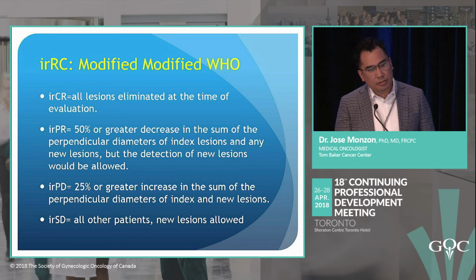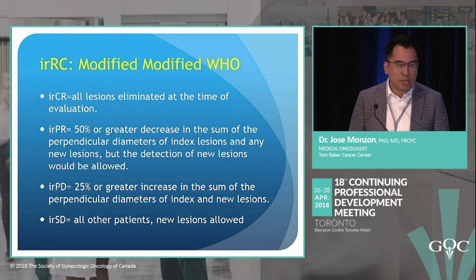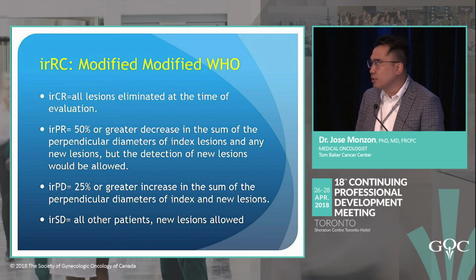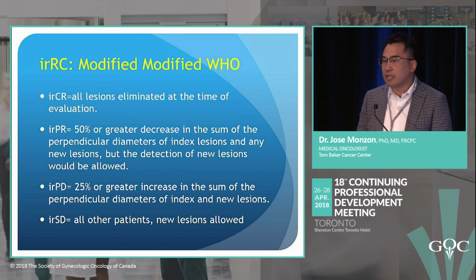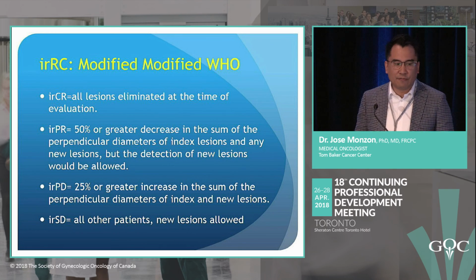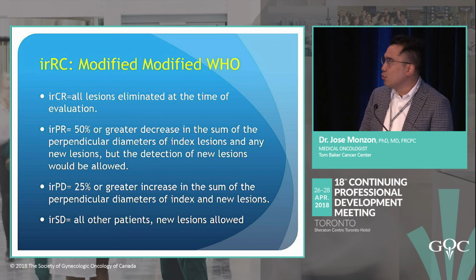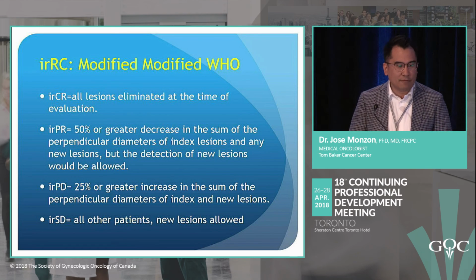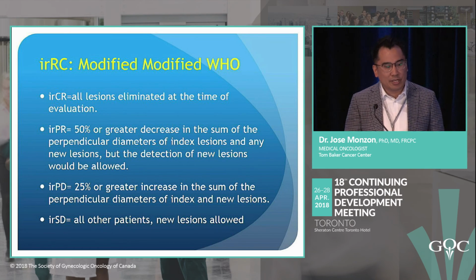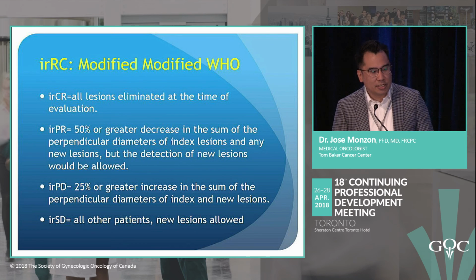And just to hammer the point home, with immune-related response criteria, for immune-related complete response, all lesions have to disappear. But this is where the change is. For immune-related partial response, a 50% or greater decrease in the sum of the perpendicular diameters of the index lesions and new lesions, but the detection of new lesions would be allowed.